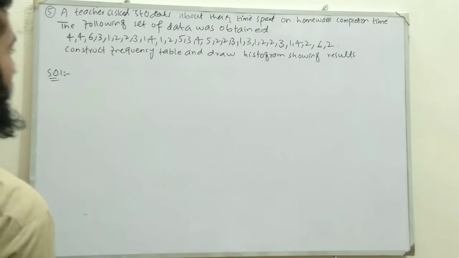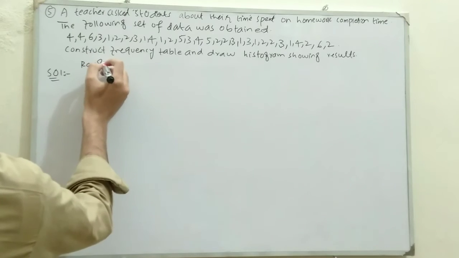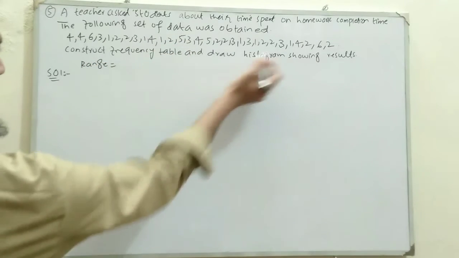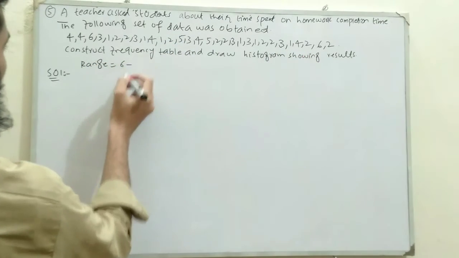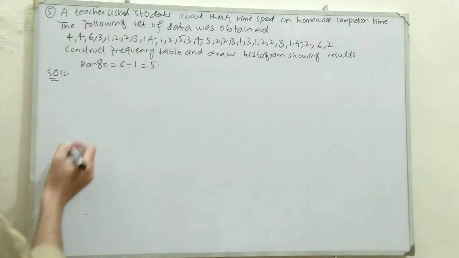For the frequency table, you know that we will first find the range. So range is actually the highest value minus smallest value. Highest value in this set of data is 6, minus lowest value in this set of data is 1. So 6 minus 1 gives us 5. So the range is equal to 5.